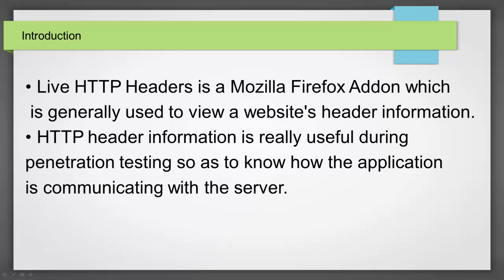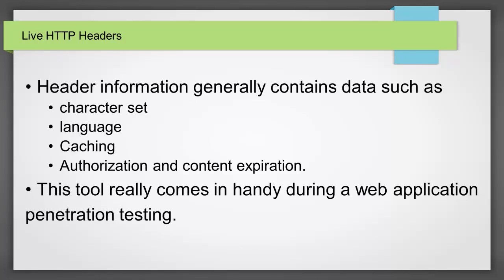Live HTTP Headers is again a Mozilla Firefox add-on, which is generally used to view a website's header information. HTTP header information is really useful during penetration testing, to know how the application is communicating with the server. Header information generally contains data such as the character set, the language, the caching, the authorization and content expiration. So this tool really comes in handy during web application penetration testing.